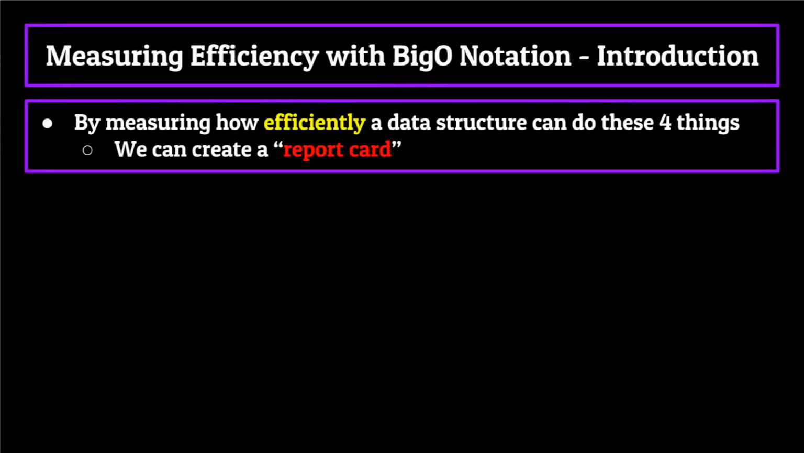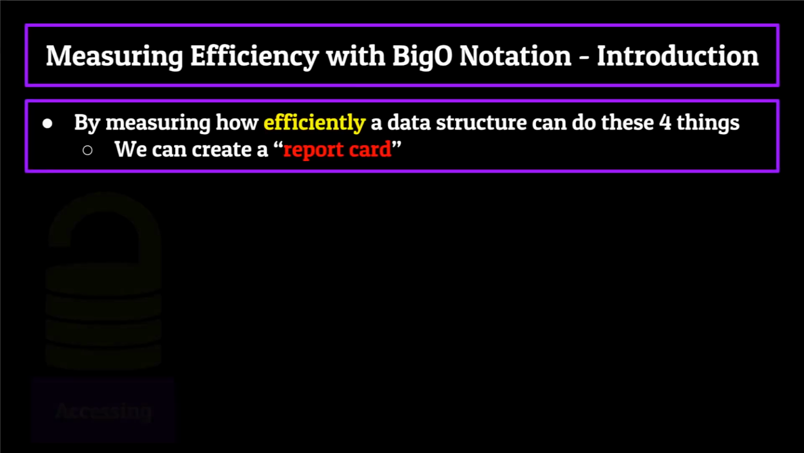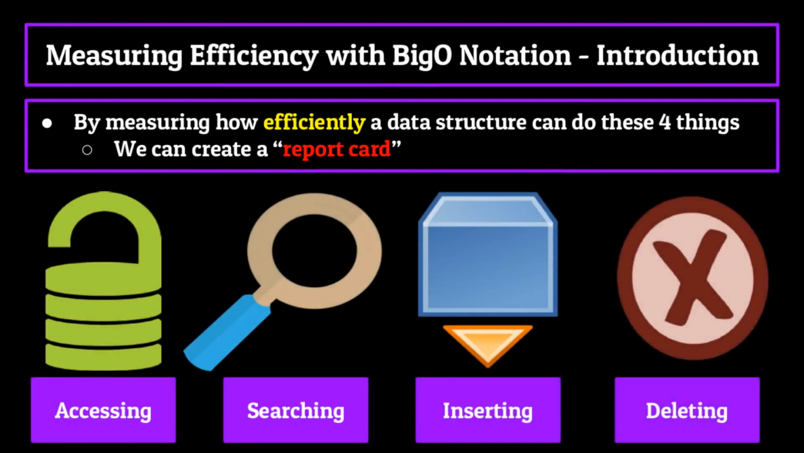Now, by measuring how efficiently a certain data structure can do these 4 things, we can basically create a report card of sorts which measures how efficient a certain data structure is. At a glance, this gives us a pretty good overview of what a certain data structure is good at and what it is bad at, and it can help us decide which one to use.